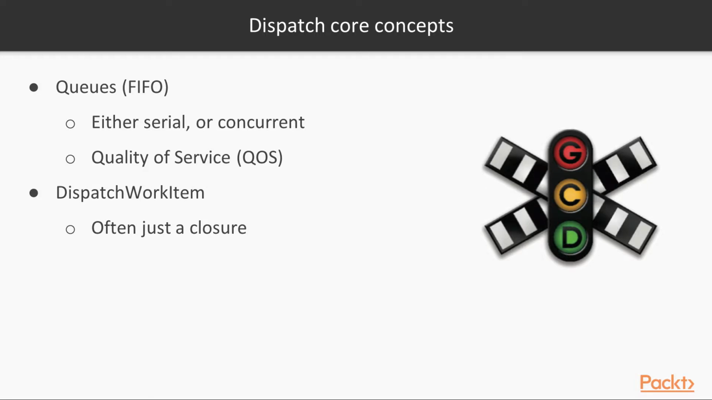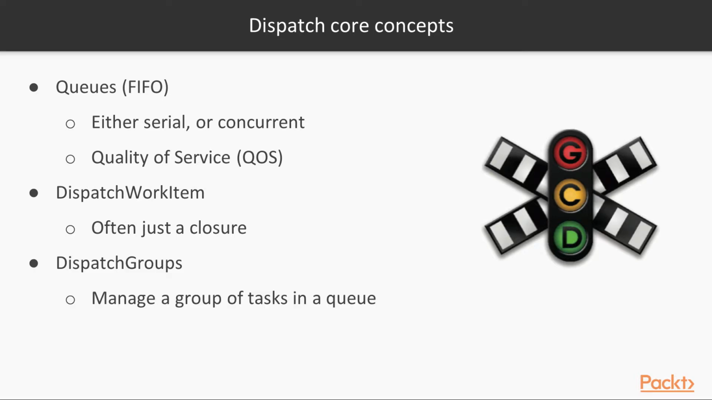Once we've created or accessed a queue, we create a dispatch work item representing a simple task to execute on a queue. Often this is just a closure, although it's also possible to create work items themselves for more control. In this session, we'll just be using closures, however. This is the most common use case since dispatch is at its most powerful when reserved for reasonably simple tasks. Finally, we're able to create dispatch groups that manage a group of tasks, linking, joining, or synchronizing them, and giving further control over concurrent execution.